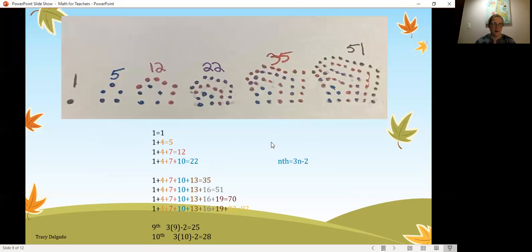And then the next sequences that we needed to accomplish is 1 plus 4 plus 7 plus 10 plus 13 plus 16 plus 19 equals 70. 1 plus 4 plus 7 plus 10 plus 13 plus 16 plus 19 plus 22 equals 92.